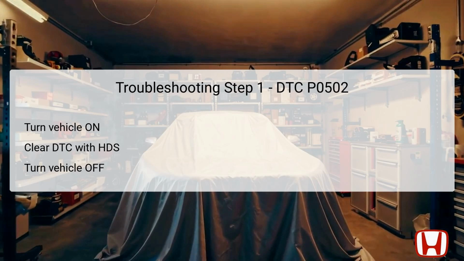In the initial troubleshooting step for DTC P0502, begin by turning the vehicle to the on mode, which allows electrical systems to energize. Next, clear the DTC using the Honda Diagnostic System, HDS, to reset any error states in the PCM. Following the DTC clearance, turn the vehicle off and to the lock mode to stabilize the system.